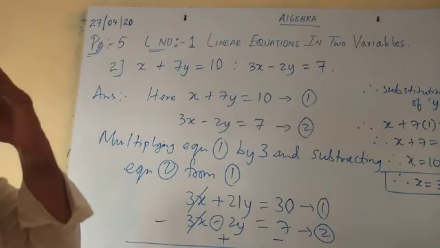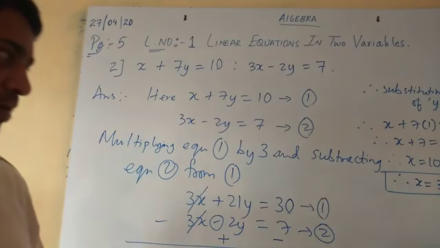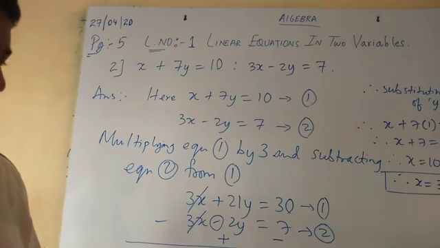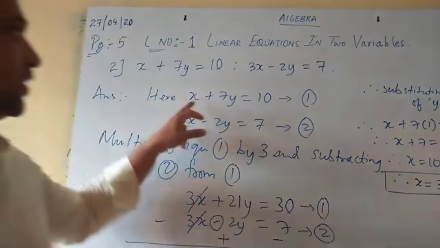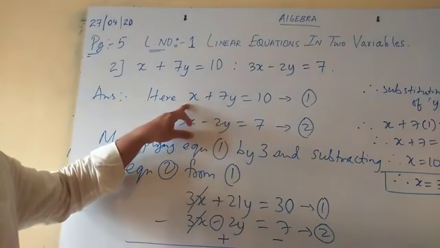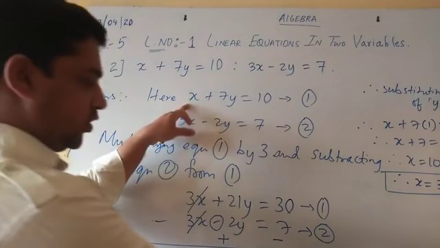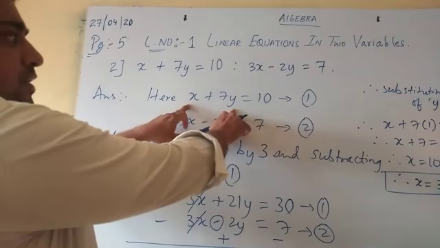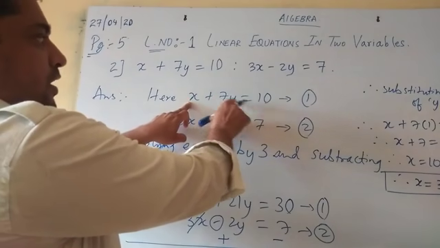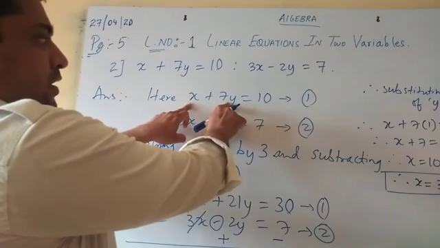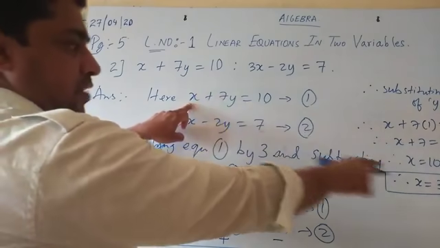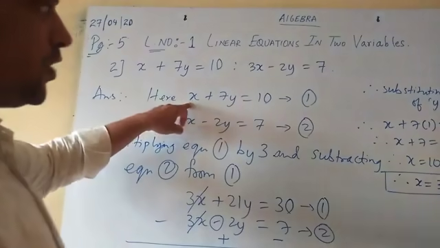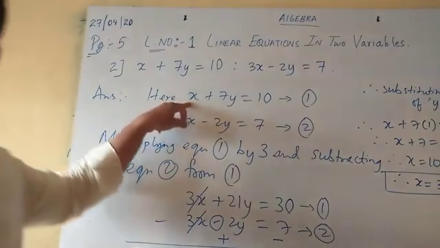Here you can check your answer whether it is correct. In the previous sum I did not show you, but here let's check the answer. X I will substitute here, 3 in equation 1, and y I will substitute in the second term where y is written. So 3 plus 7 into 1. 7 ones are 7. 7 plus 3 is 10. Correct? RHS is 10. That means your solution, whatever answer you have found, is correct.